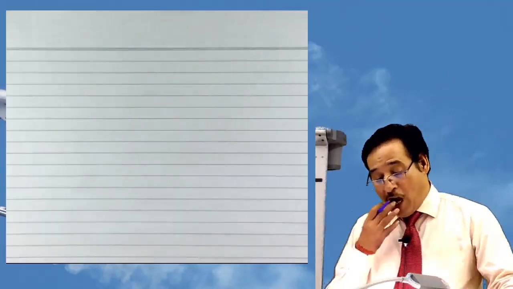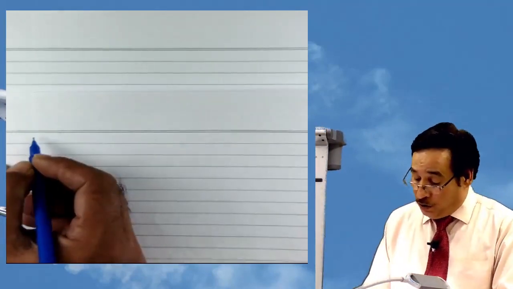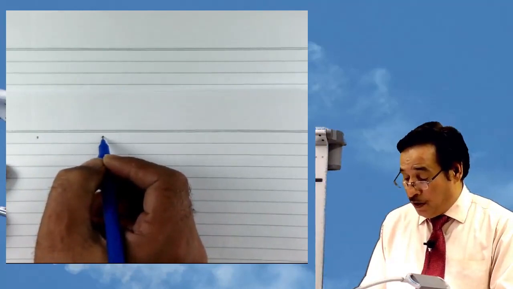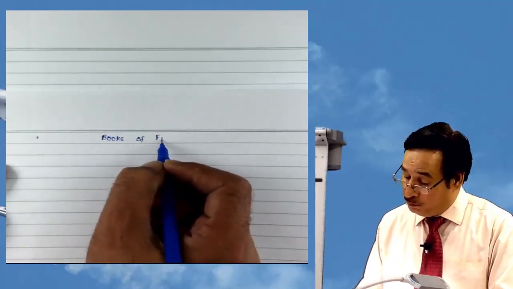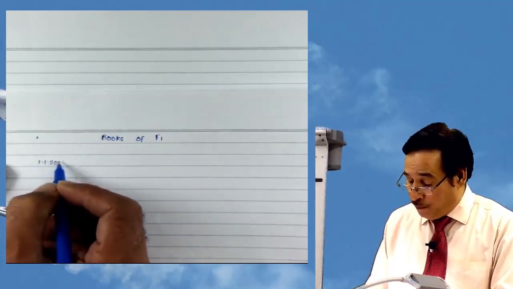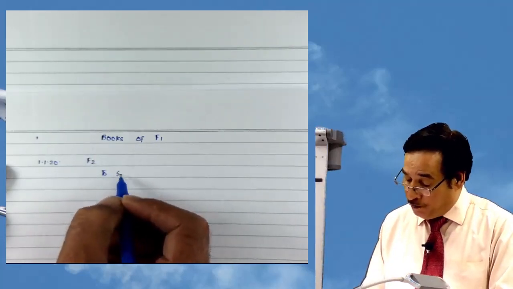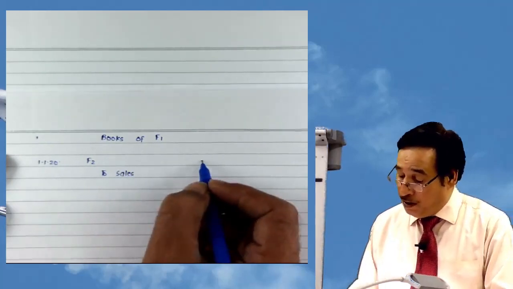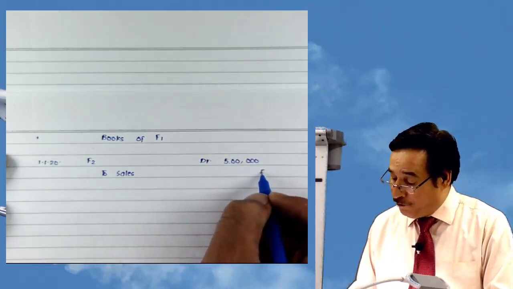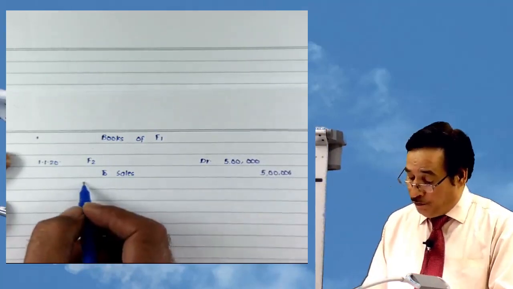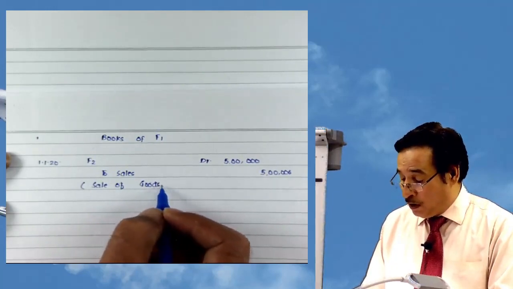Now, in this case, what entry will the drawer make when the bill is retained by him till the maturity date, but the bill is dishonored? So first of all, books of F1, F1 is the drawer. The entry will be first of all for sale of goods. We are selling the goods to F2. F2 is our debtor because we are supposed to take the money from him. Goods are being sold to him. So 5 lakh worth of goods have been sold. So we are supposed to receive 5 lakh from Mr. F2. Sale of goods.